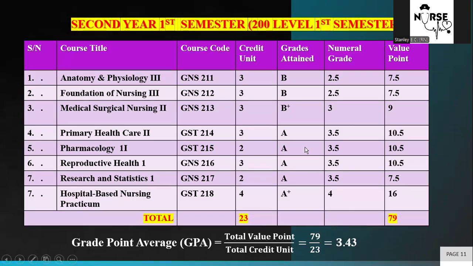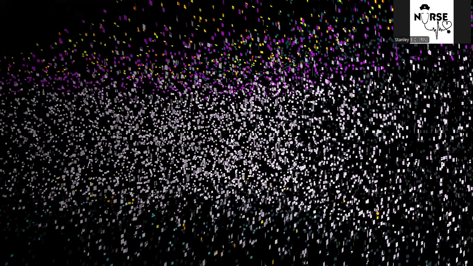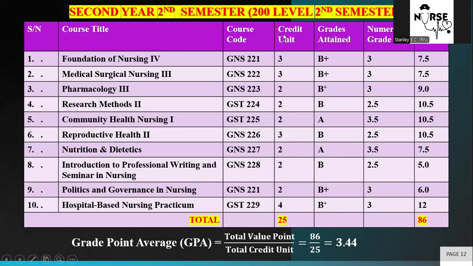Then this is the student grade for the semester. This is the numeral weighing grade, 2.5, 2.5, 3. You multiply it with the credit unit, you get this. So for all the value points, you add them up, you get 79 for the second year first semester. Look at it over here. 79 divided by 23 will give us 3.43. So let's move on to the next semester, that is second year, second semester.